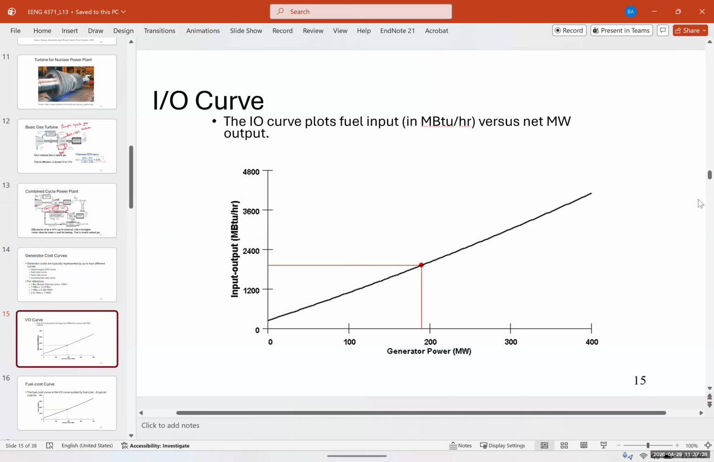Now, this slide shows an example of an input-output curve. The x-axis is the net megawatt output of the generator, and the y-axis is the fuel input rate in MBTU, or million BTUs per hour. Notice that the curve is not linear and does not pass through the origin. There is a non-zero fuel input, even at 0 or minimal power output, that you can see.